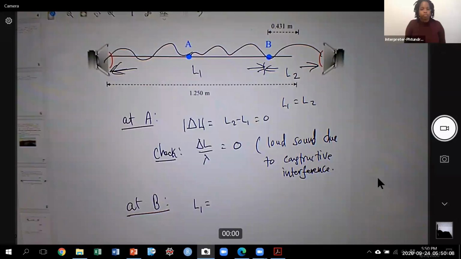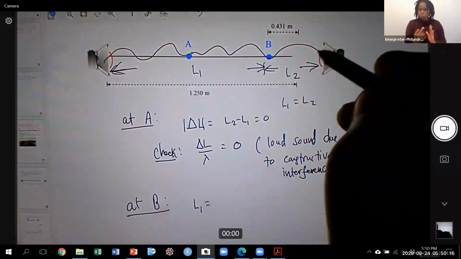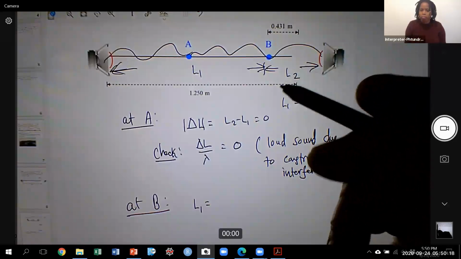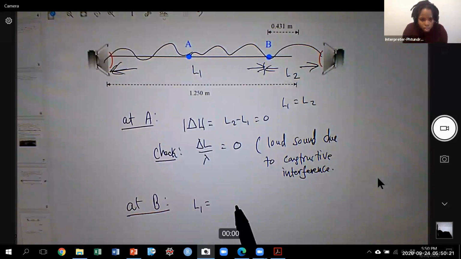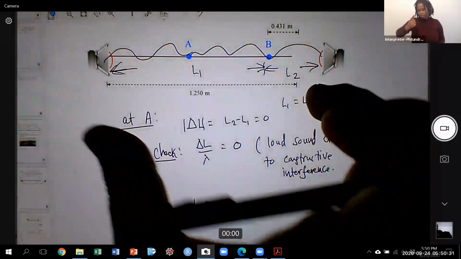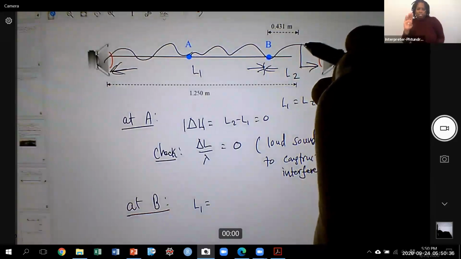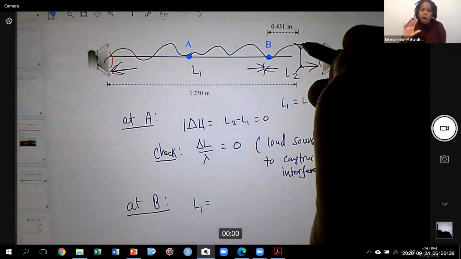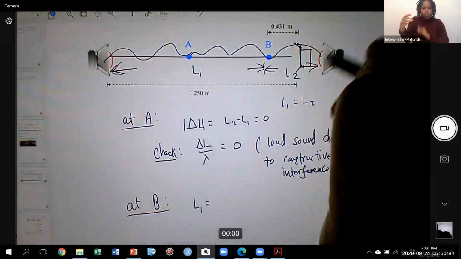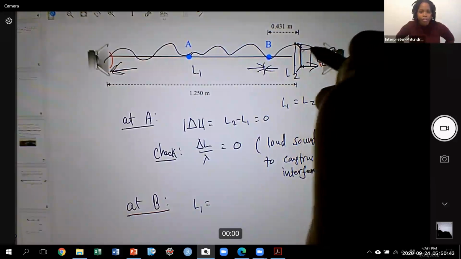So from the given information, how do you find L1? You have to find delta L first. Or to find L1, it'd just be the full length minus B. So it's going to be just the full length minus this, right? The speaker is right here, so don't get confused.